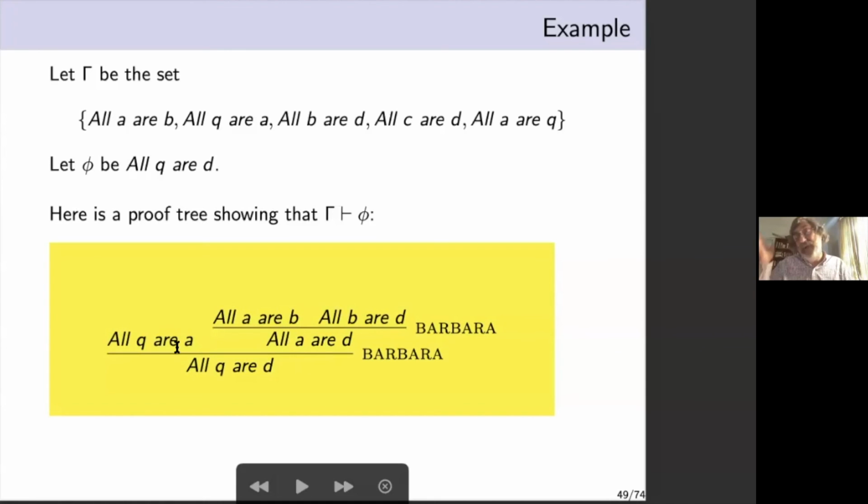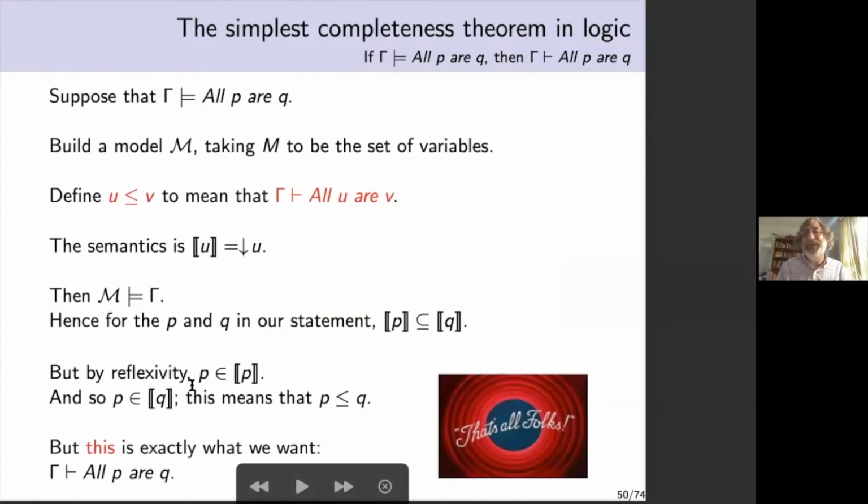Or you could be an application of the axiom for all A, A. You could be an application of the axiom one too. And so this is a proof tree. And then you prove that this is complete. And actually, this is the simplest completeness theorem in logic.